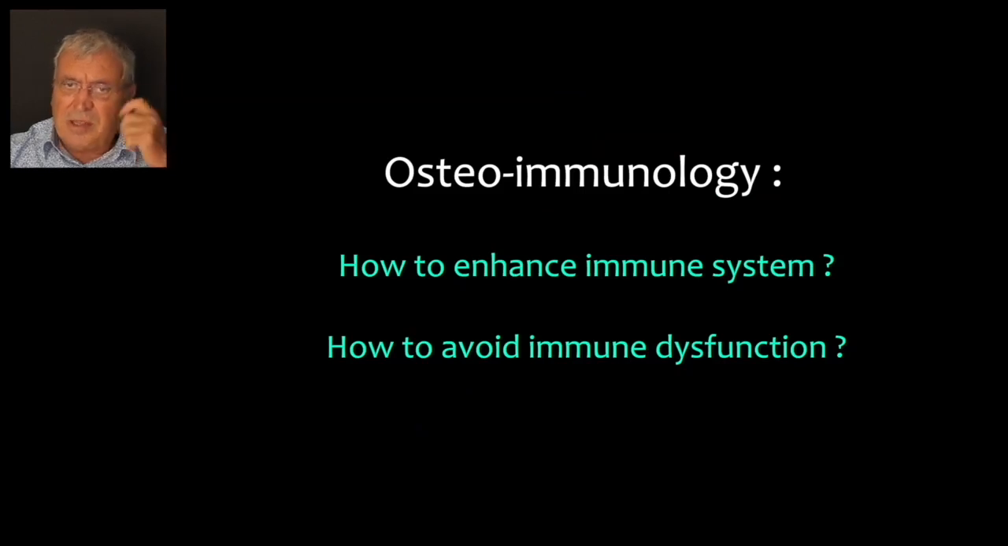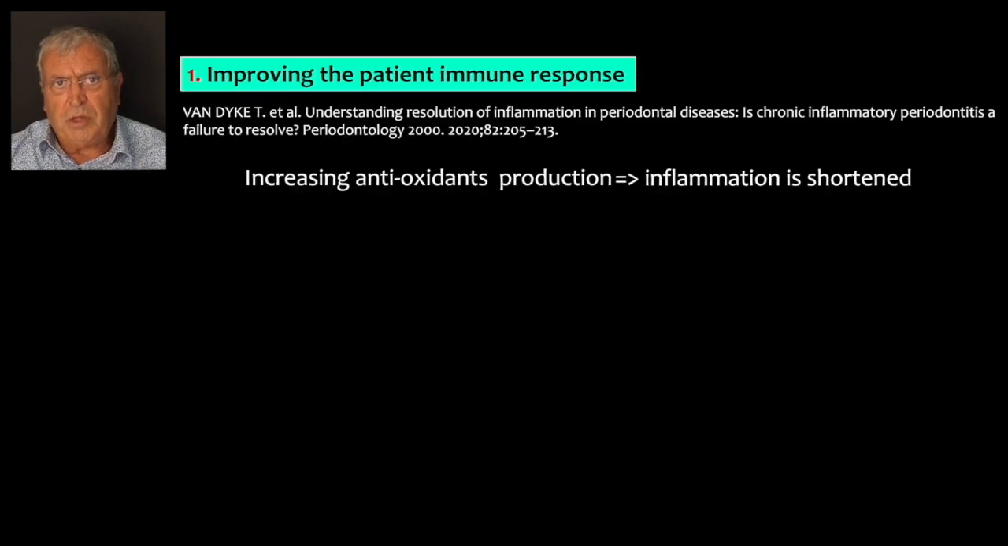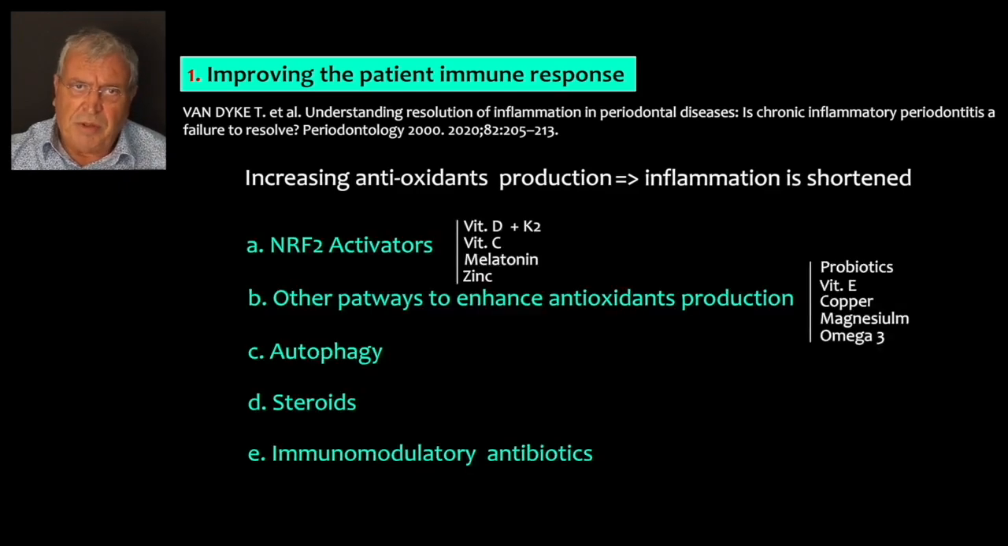Then, understanding how it works, we have an objective. We would like to enhance the immune system. We would like to avoid immune dysfunction. How? First, by increasing the antioxidant production in order to improve the immune response, because we will shorten the inflammation. We have different actions to do.